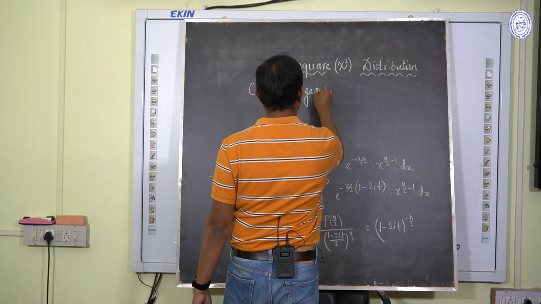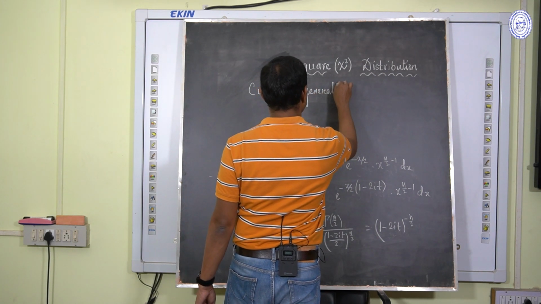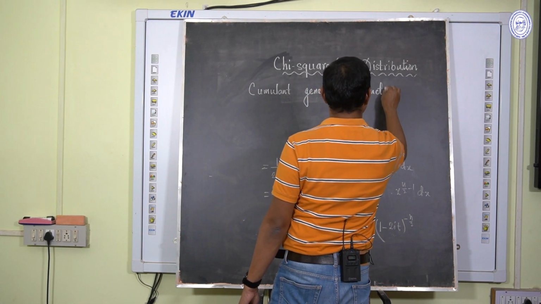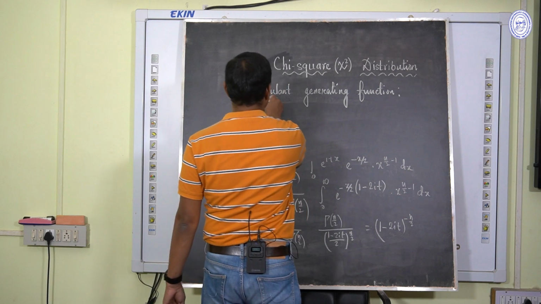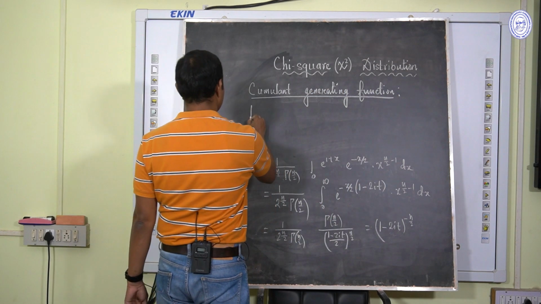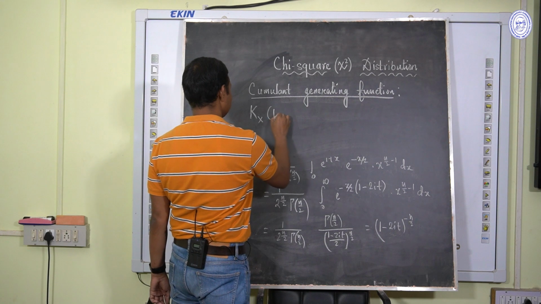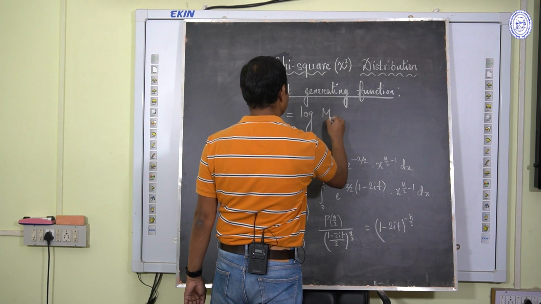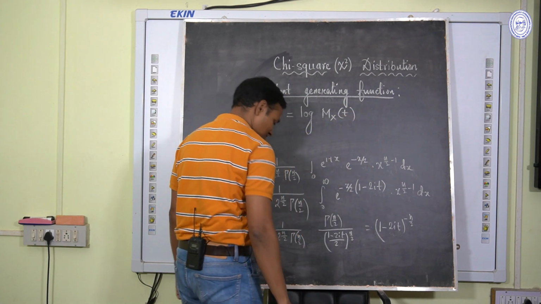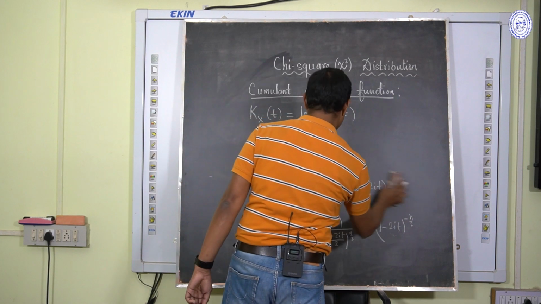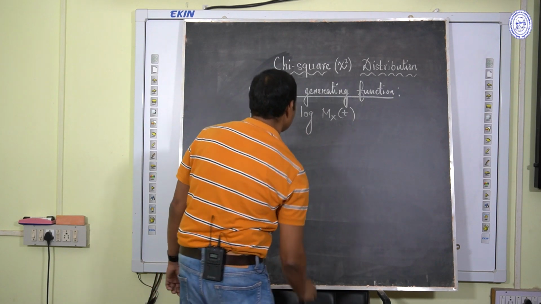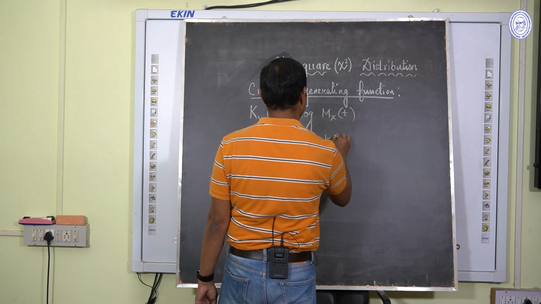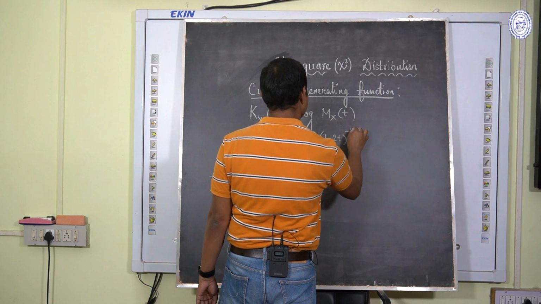Cumulant generating function of chi-square distribution is denoted by K_X(t) equal to log M_X(t). M_X(t) means moment generating function of X, equal to log (1 minus 2t) whole to the power minus n by 2.